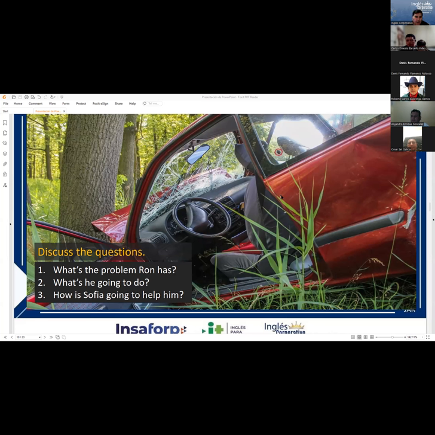He's going to continue paying for the car. He doesn't have the car, but he's going to continue paying for it. And now he doesn't have money to buy a new one because he's paying for the old one.